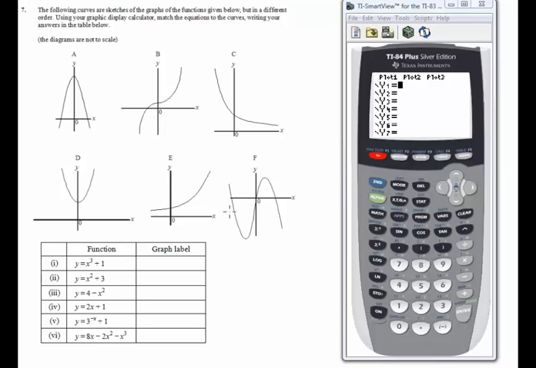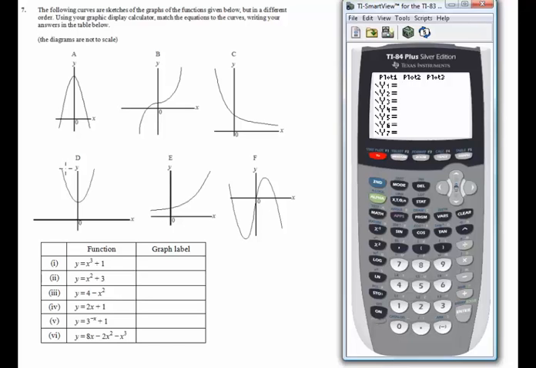Question number 7, they give you 6 graphs and 6 equations, and they say the following curves are sketched, but in a different order. Using your graphing display calculator, match the equation with the curve. And so there's my calculator, there's the graphs, there's the equations, but just saving myself a bit of time before I start typing in all 6 equations.